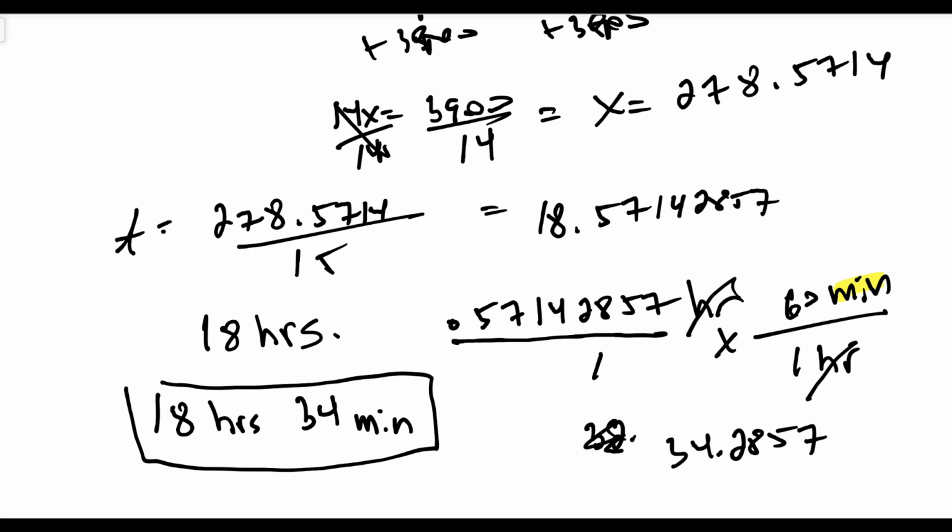So if you got a number like 18.5714, actually, let me think here. I think if you do, no, actually, hold on a second. Okay, never mind. That's it. That's the answer.